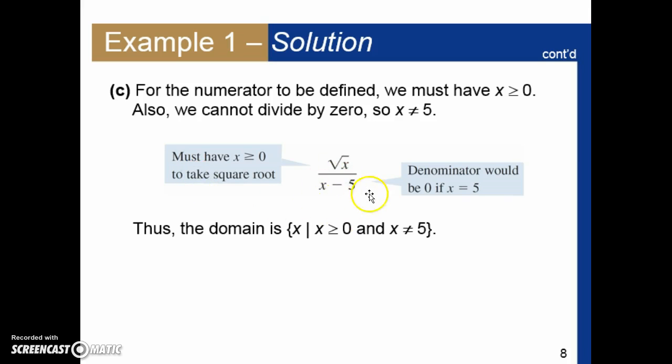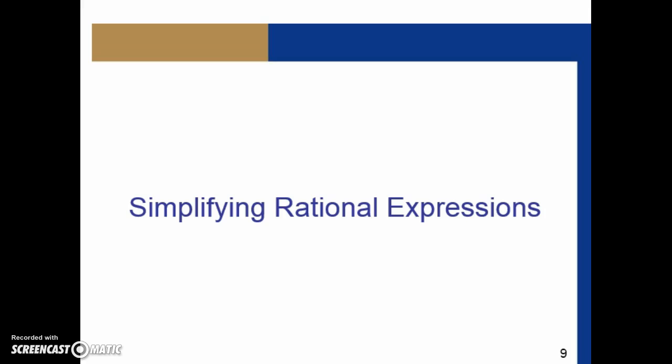Now, the denominator is only forcing us to throw out one value of x, where that denominator would equal 0, and that's the value of 5. So the domain can be all positive numbers. It can be 0, but it can't be 5. No negative numbers and no number 5.